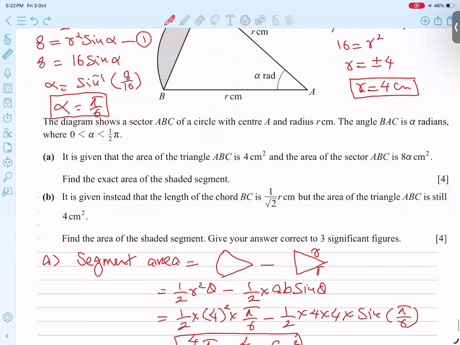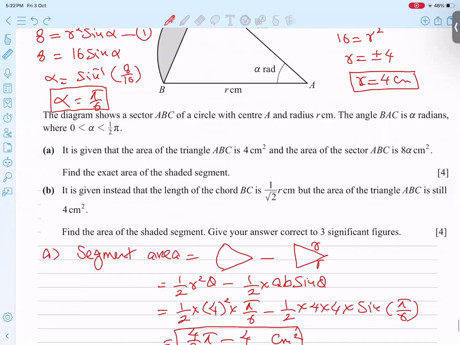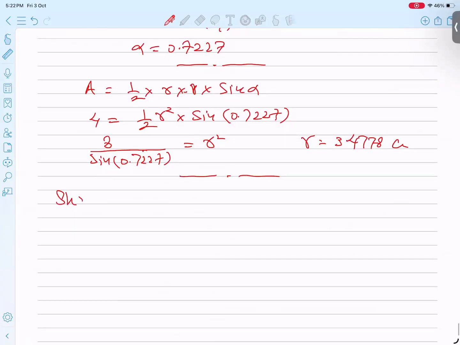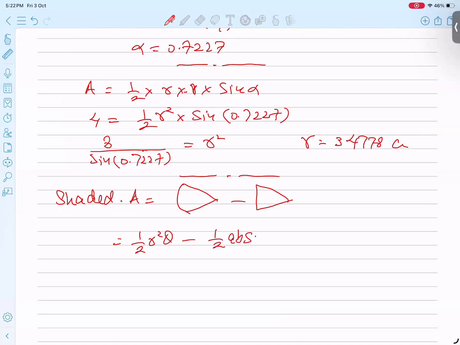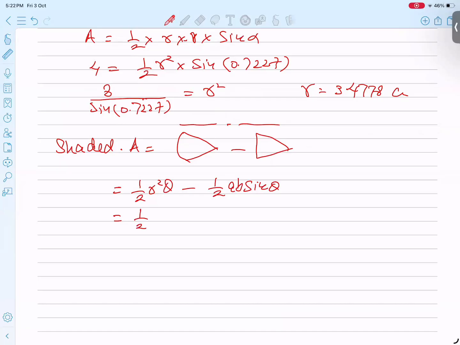And what he's asking for is the shaded area, give a 3 SF answer. Is it again the same planning? From the full sector, subtract the white region. I think the point is very clear, so let's fulfill the plan. The shaded area or segment area equals sector area minus triangle area. The sector is half R squared theta, and the triangle is half AB sine theta. I've used this formula 3 times in this question. So the radius is 3.4778 and theta is 0.7227. This is the first part.